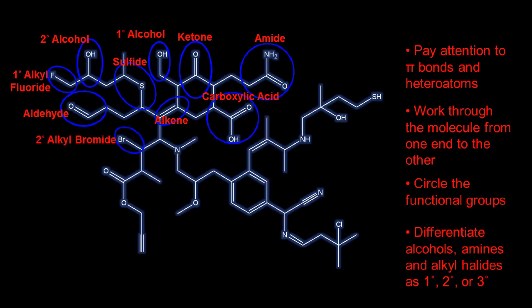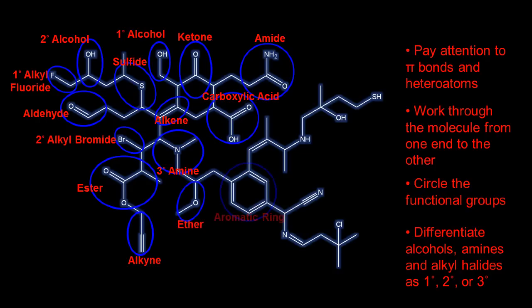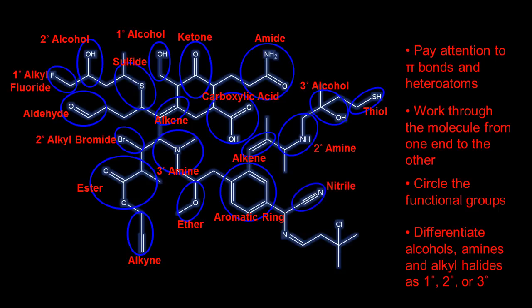Continuing, a secondary alkyl bromide, a tertiary amine, ester, an alkyne. Here's an ether, an aromatic ring, and another alkene. Here's a secondary amine, a tertiary alcohol, a thiol, nitrile, an amine, and a tertiary alkyl chloride.